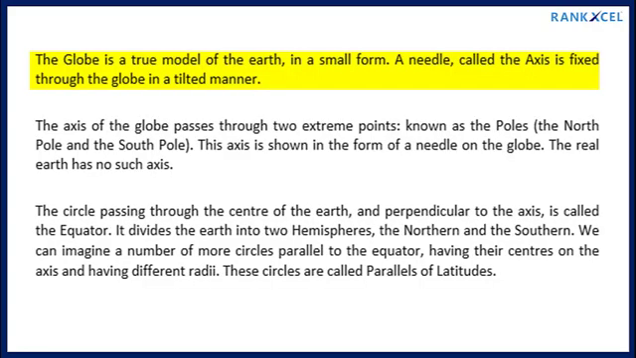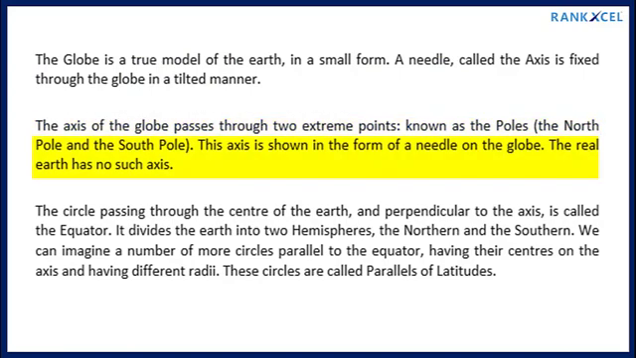The globe is a true model of the Earth, in a small form. A needle, called the axis, is fixed through the globe in a tilted manner. The axis of the globe passes through two extreme points, known as the poles, the North Pole and the South Pole. This axis is shown in the form of a needle on the globe. The real Earth has no such axis.